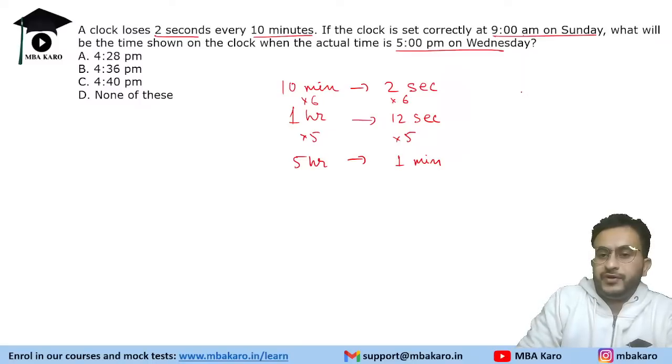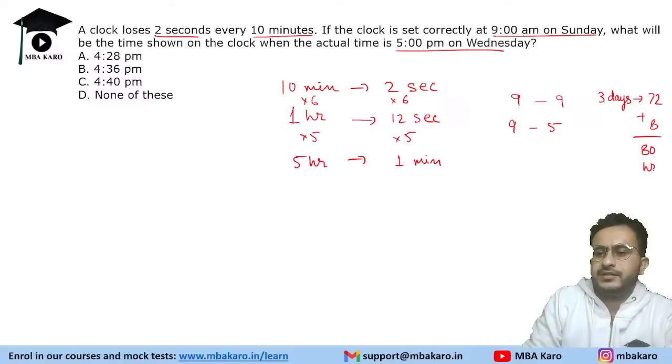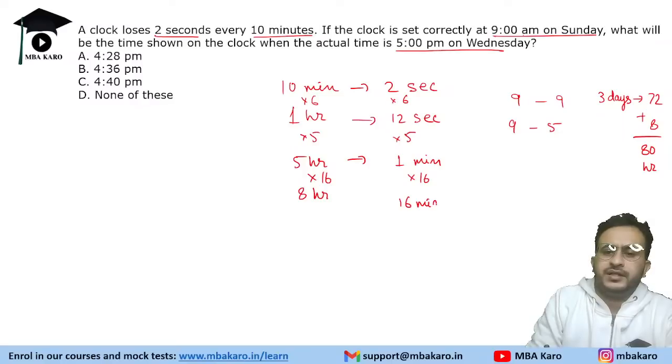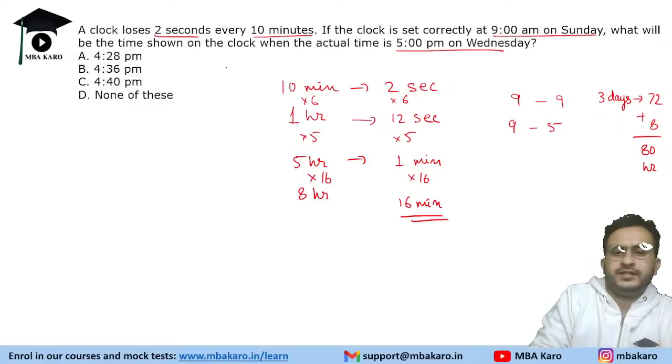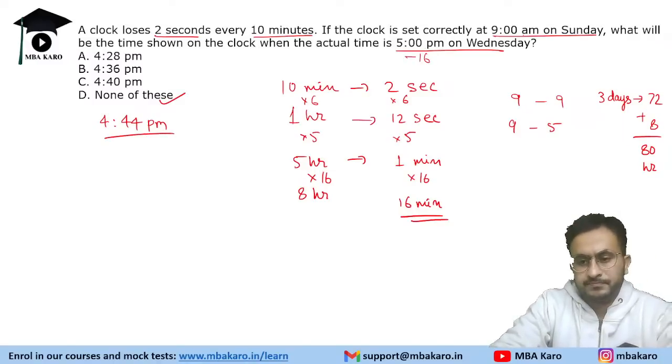So 9 a.m. to 5 p.m. on Wednesday. So 9 to 9, 3 days is 72 hours. And on Wednesday, 9 to 5 is 8 more hours. So total 80 hours. So in 80 hours, that is 16 times, it will lose 16 minutes. The time on this clock is 5 p.m., so it will be 16 minutes behind. That will be 4:44 p.m. So the time will be 4:44 p.m. Okay, so that is the right answer.